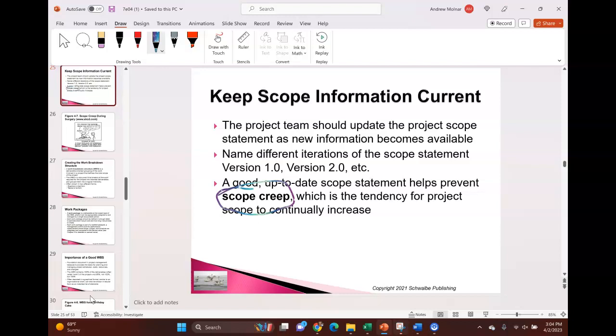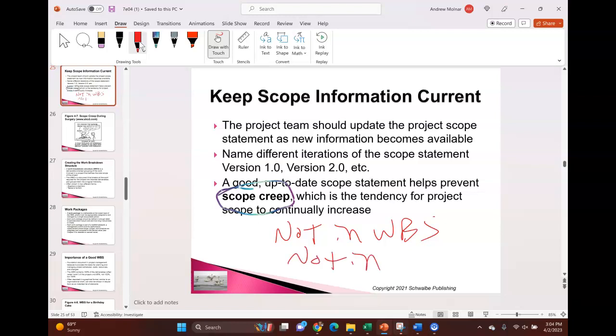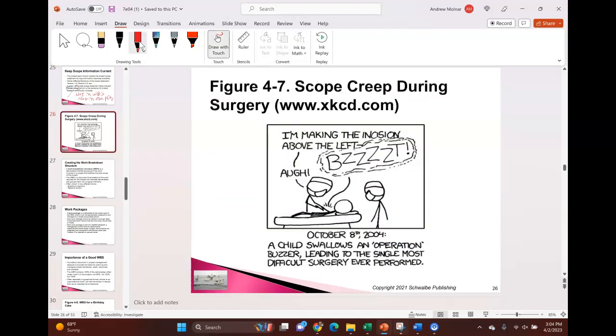We like to talk about scope in this term. If it's not in the work breakdown structure, let me write that down, not in the work breakdown structure, that's a requirement. It's not in our project, right? That helps us avoid scope creep, okay?